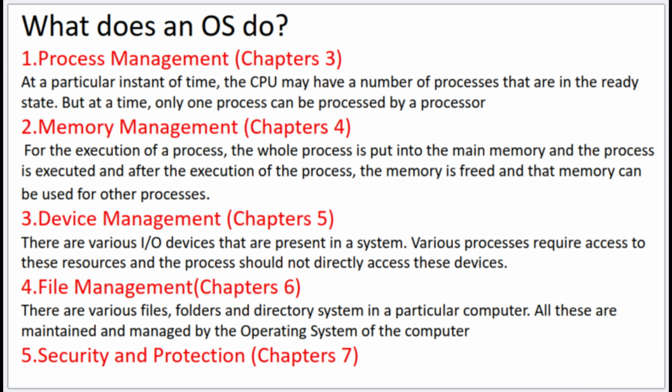3. Device management, Chapter 5. There are various I/O devices that are present in a system. Various processes require access to these resources and the process should not directly access these devices. 4. File management, Chapter 6. There are various files, folders, and directory systems in a particular computer. All these are maintained and managed by the operating system of the computer. 5. Security and protection, Chapter 7.